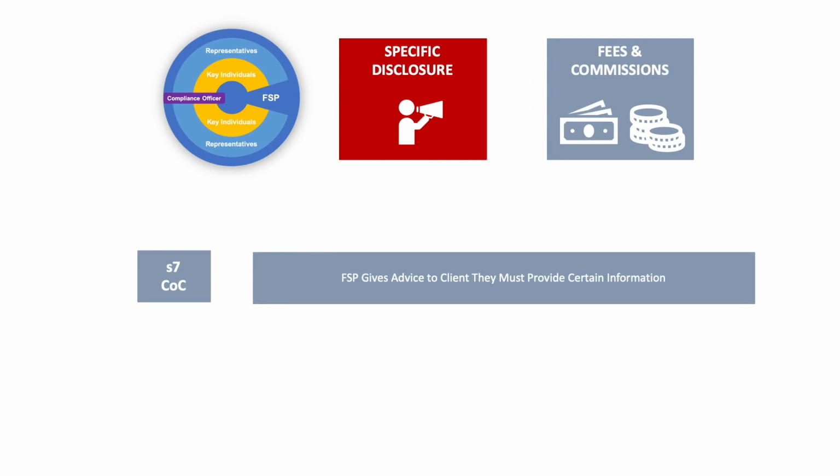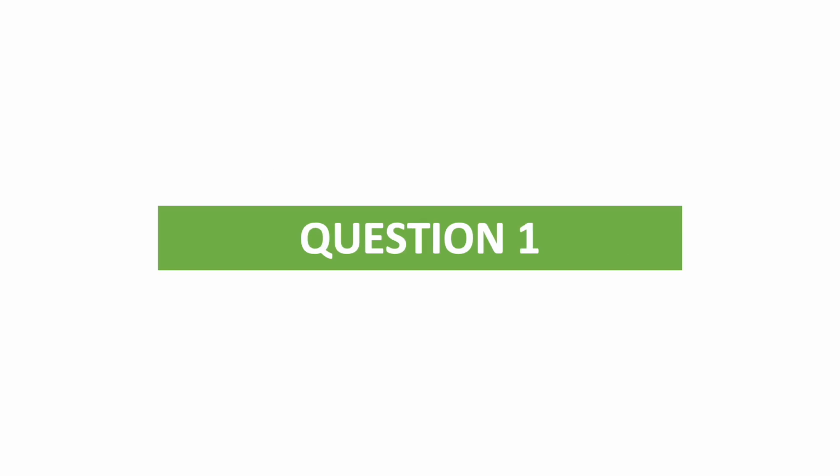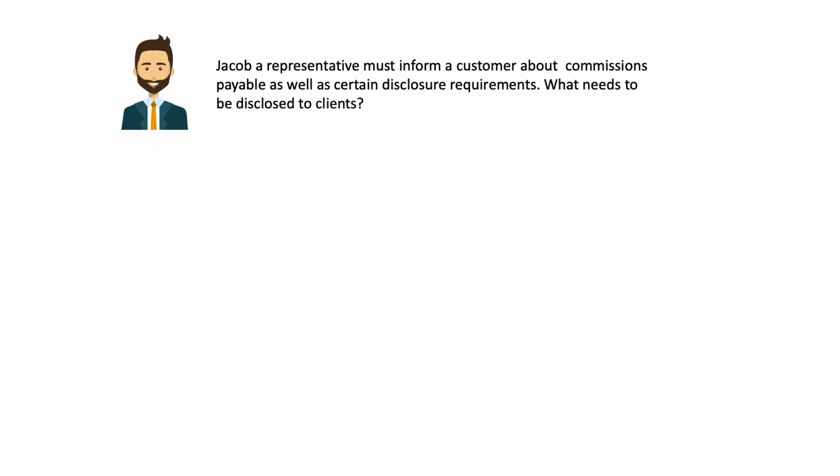We have thus gone through Section 7, making specific highlights relating to fees and commissions. Let's look at some questions to test our knowledge. Question 1. Jacob, a representative, must inform a customer about commissions payable as well as certain disclosure requirements. What needs to be disclosed to clients?